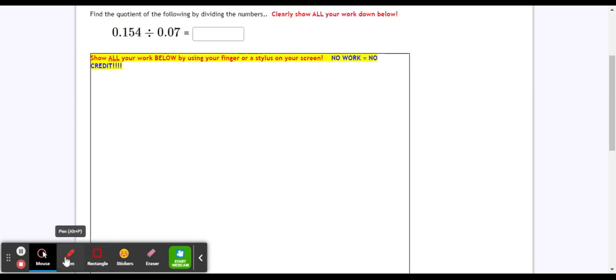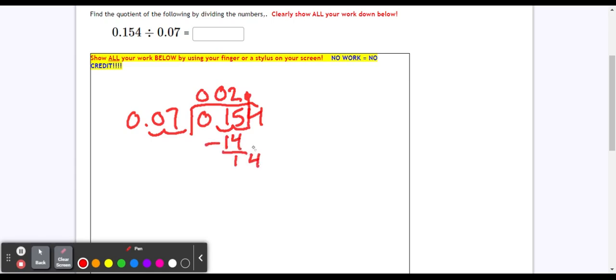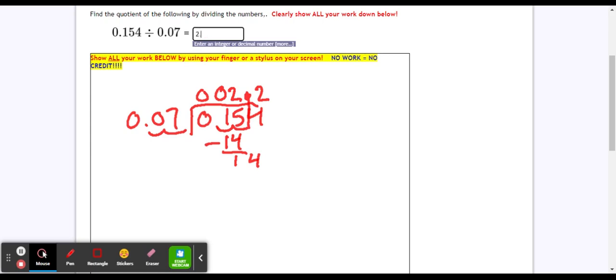On this one, dividing 0.07 going into 0.154, you've got to move this decimal 2 times to the left. So that goes right there. 7 won't go into 0. It won't go into 1, but it'll go into 15 2 times. And 2 times 7 is 14. Subtract, that's 1. Bring down the 4, and 7 goes into 14 once again, 2 times. So it should be 2.2.